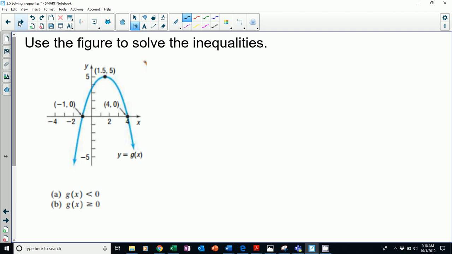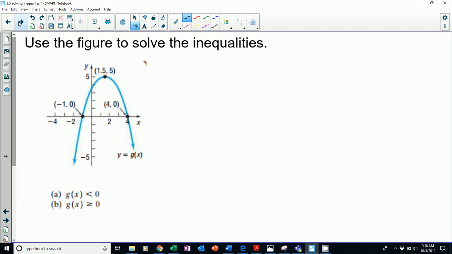So we start with part A. We want to know where the graph is less than 0. If it's less than 0, then we're really focusing on where the graph is below the x-axis. The answers that we want to give, we want to focus on the x values. So by doing that, we want to look at intervals on the x-axis that are broken up by the x-intercepts. So we have two x-intercepts in this graph. We have -1 as an x-intercept and 4 as an x-intercept.